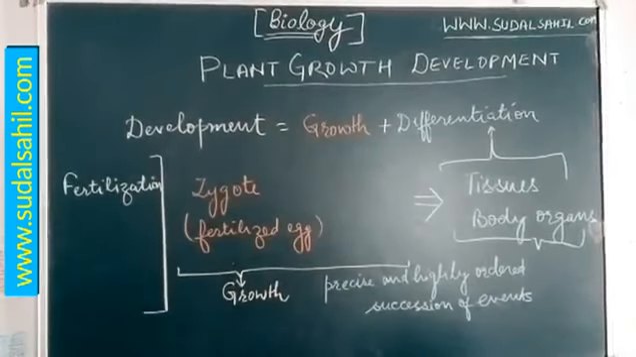So in this lecture we will discuss factors which govern and control the development process. These factors are both intrinsic and extrinsic. Intrinsic are born from inside, and extrinsic are born from outside. Intrinsic like hormones, plant hormones. External like light that comes from the sun.